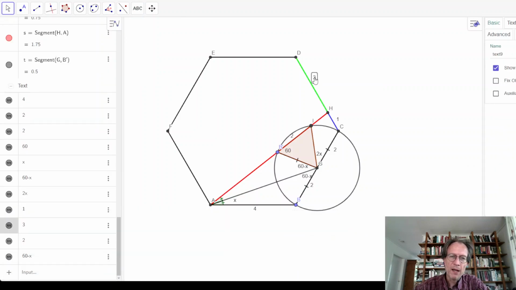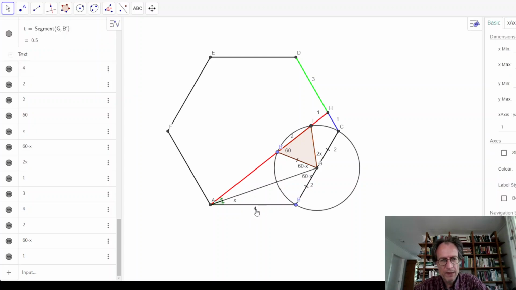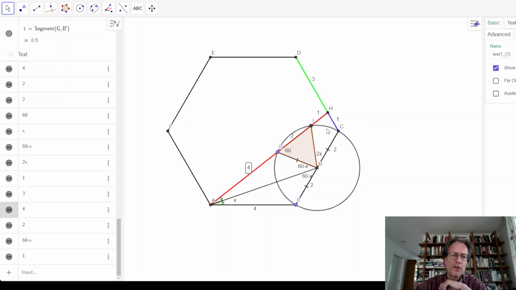So we already have found that blue to green is 1 to 3. But we can again use the fact that it's a kite, so that 1 is also over here. And from this kite we know that that 4 is also over here. So now we have also found that the red is 4 plus 2 plus 1, so that's 7. So we have now found the proportion blue to green to red is 1 to 3 to 7.